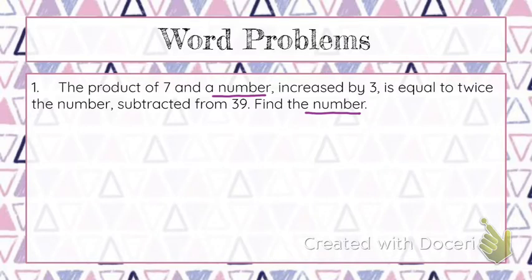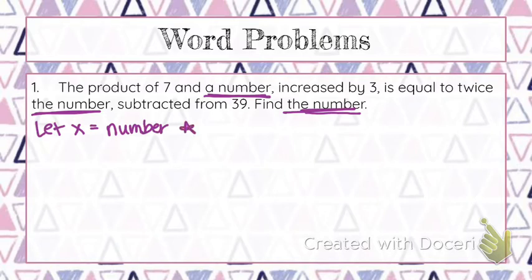So we have the product of 7 and a number, we don't know what number, increased by 3 is equal to twice that same number subtracted from 39. Find that number. So we only have one variable in here. So we're going to say let x equal the number. Okay, and you have to do this step. You have to identify your variables.